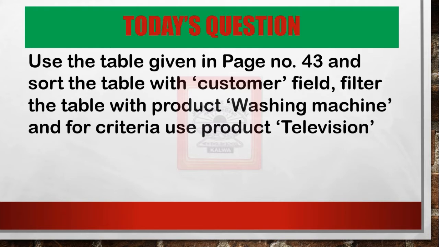Now from this we are going to sort the table with the customer field. Then we will filter the table with the product washing machine, and then we are going to use criteria for the television. So these are the three things we are going to learn today.